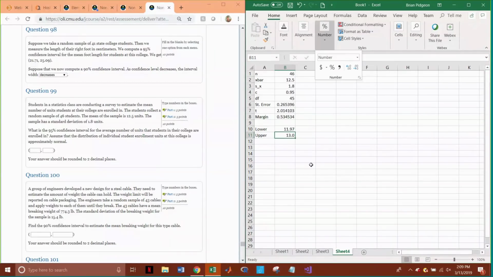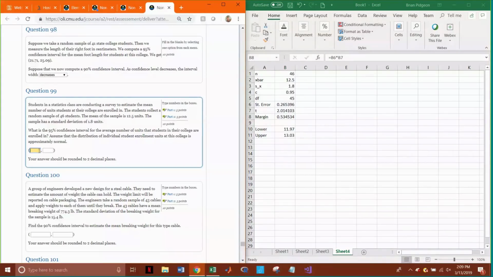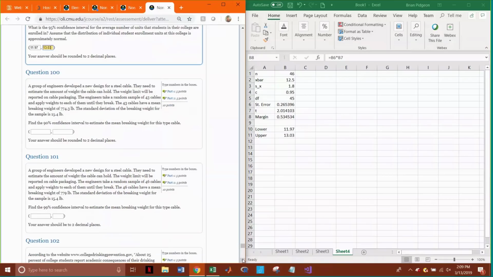If you recall, standard error is just the standard deviation divided by the square root of n. For t, we just do T.INV.2T, and we do 1 minus the confidence level, comma, the degrees of freedom. Margin of error is just the standard error times the t value, and what we get is a confidence interval of 11.97 to 13.03. Once you have this all typed in, these confidence intervals are really, really quick to calculate.